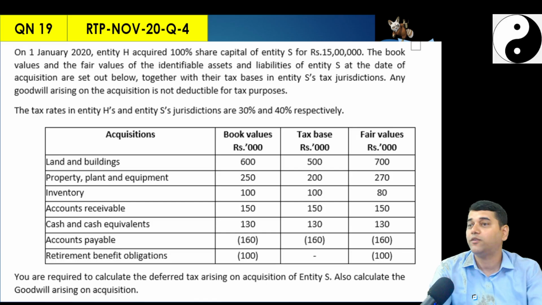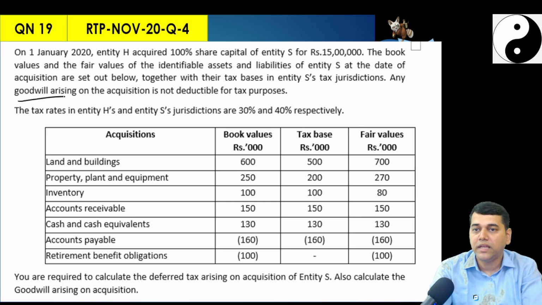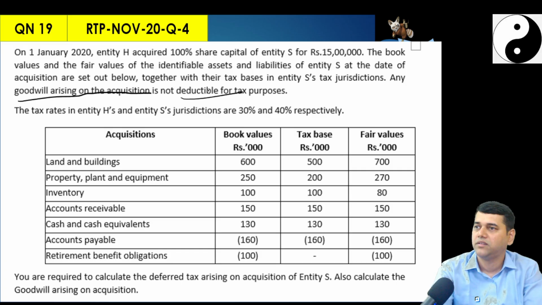I don't have any headache, they have told me the tax base also. Any goodwill arising on the acquisition is not tax deductible. That means on goodwill don't calculate deferred tax again. Any goodwill arising on acquisition is not tax deductible, that means it's a permanent difference.